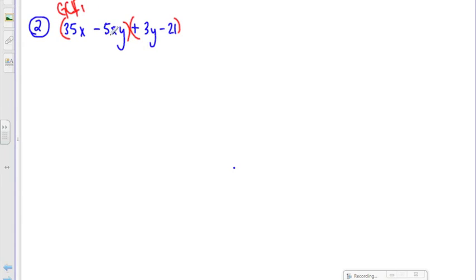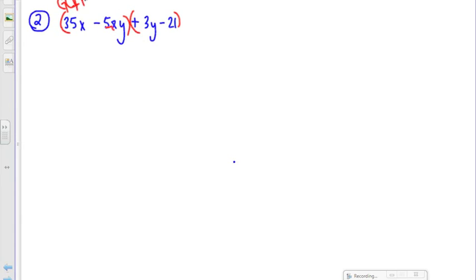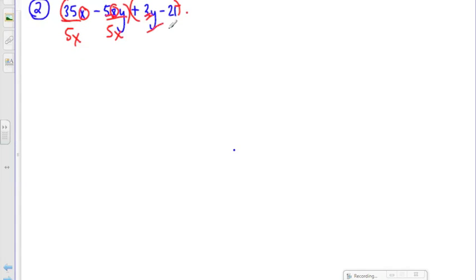So our smallest number is 5. And we say 5 can go into 35 evenly. So GCF is 5. And they both have x's, so I can take out an x. Now GCF is 3, because 3 is our smallest number, and 3 can go into 21 evenly. They don't both have y's, so it can't take out a y. So now everybody in the first parenthesis gets divided by its GCF of 5x. Everybody in the second parenthesis gets divided by 3.